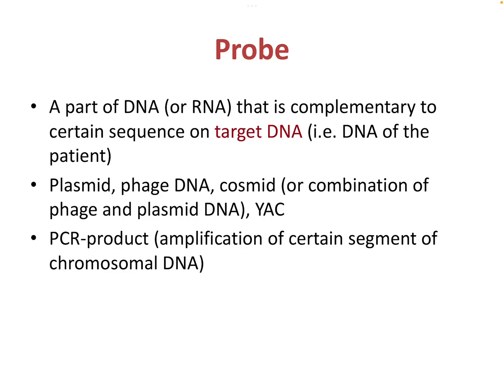So for emphasis, a probe is a part of DNA, or it can be an RNA that is complementary to a certain sequence on target DNA. So that is the DNA of the patient. The probe can be a plasmid, a phage DNA, a cosmid. This is a combination of phage and a plasmid DNA. It can also be a PCR product. When you say PCR, it is a product of amplification of a certain segment of chromosomal DNA. PCR will be discussed later.